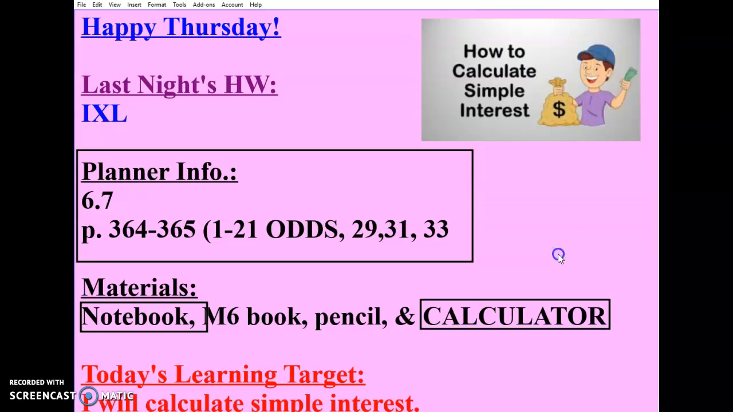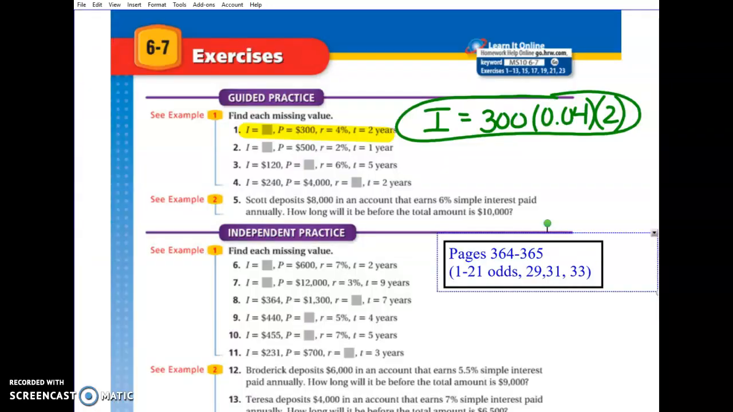Okay, today I'd like you to read through the examples in the book a little bit. We're going to be doing, once again, pages 364 to 365, the odd numbered problems listed right there. Please share your work. You should be writing out equations and showing your work with this whole chapter. You should be showing what your thoughts are so that you know whether or not your answers make sense.